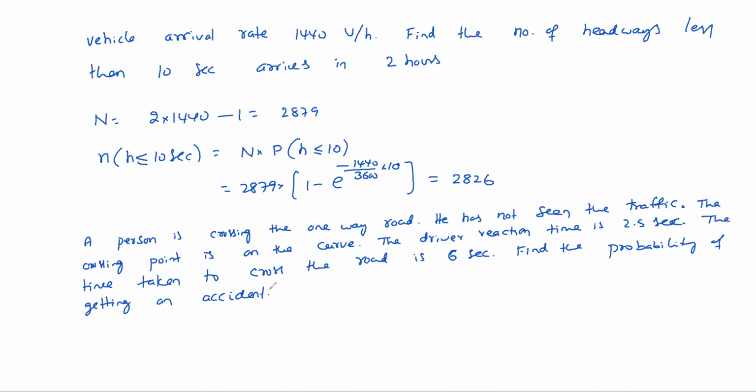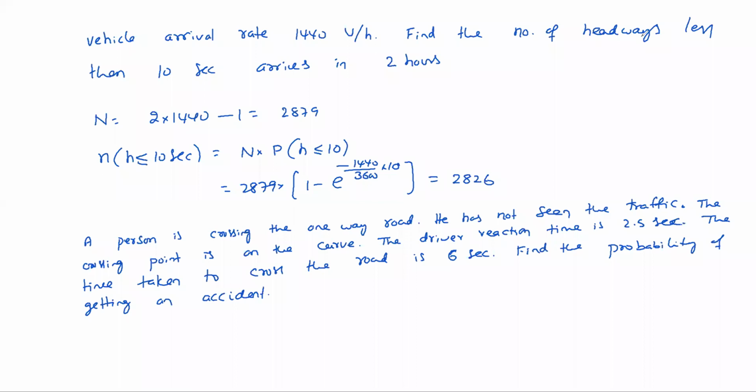How can you solve this problem? Suppose headways are less than 2.5 seconds. Obviously, he will get an accident, right? The crossing time is 6 seconds. So if the headways are less than 2.5 seconds, what happens? Definitely he will meet an accident.